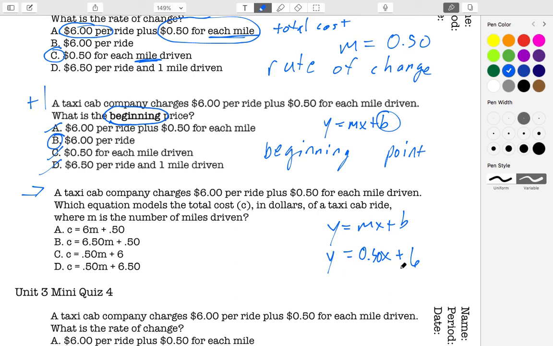Which one falls under this? C. Now, why did they put C and M instead of Y and X? What does C represent? Cost equals 50 cents times every mile plus 6. Do you see how all three are related?